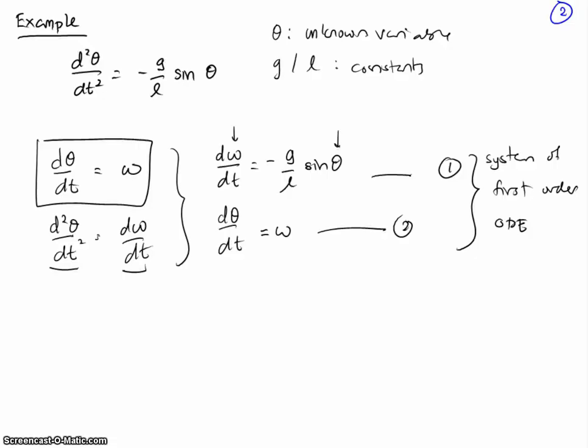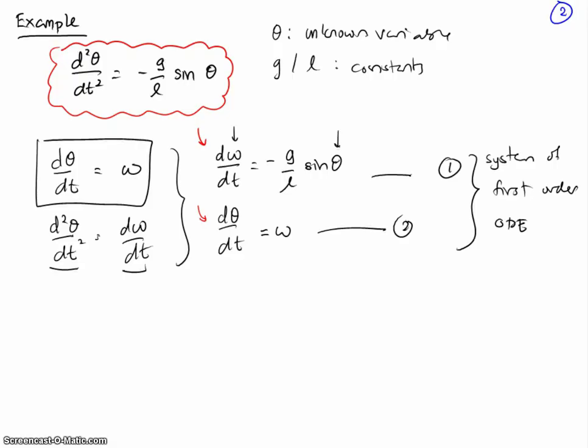From here, what you can see is that your original ODE, which is a second order ODE, you have reduced into two first order ODEs. If you look at equation 1, the highest order derivative is of order 1. The same goes for your equation 2. It involves two unknowns given by theta and omega. This is how you reduce a higher order ODE into a system of first order ODEs.